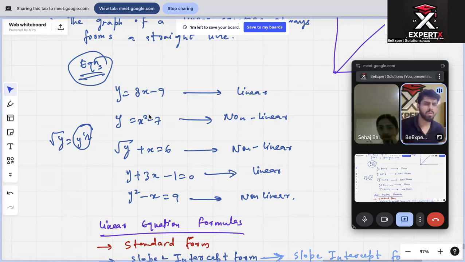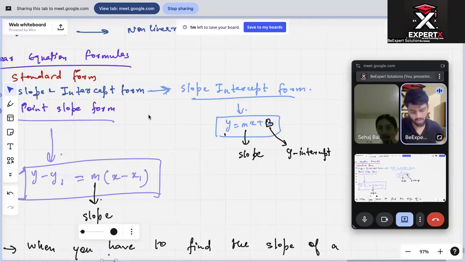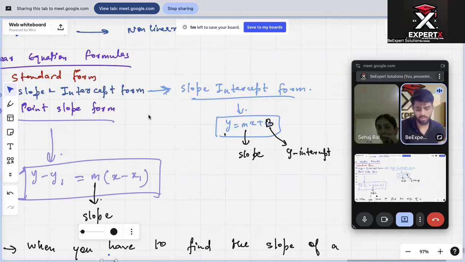Then we started with the equation forms: standard form, slope intercept form, and point slope form. These are the three forms. Standard form we just discussed, which is in two variables, ax plus by equals to c. We saw that. In case of slope intercept form, which is y equals to mx plus b, m is the slope here, and b is also called the y-intercept. In some books it is c, in some books it is b. That depends on which you want to take.